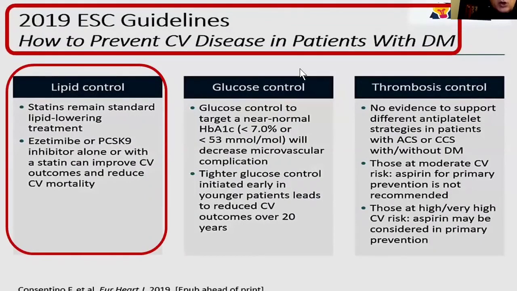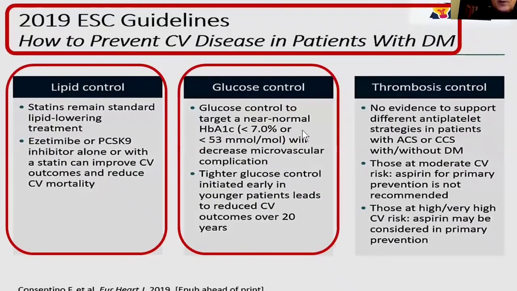The glucose control is very important. The target is near normal HbA1c, less than 7.0% or less than 53 millimole, which will decrease the macrovascular complication. The tighter glucose control initiated early in younger patients leads to reduced cardiovascular outcomes over 20 years.